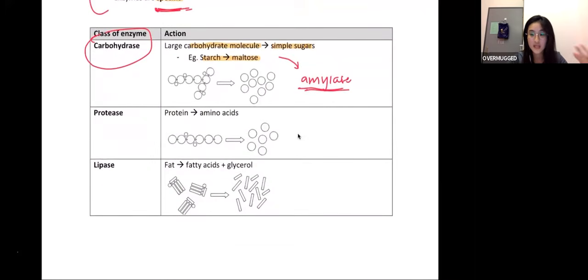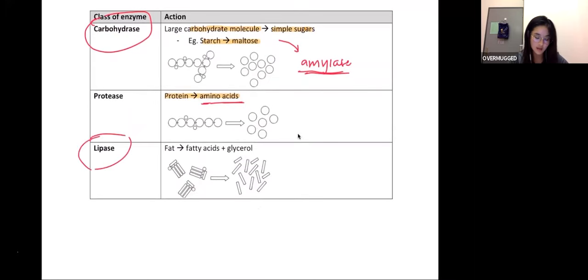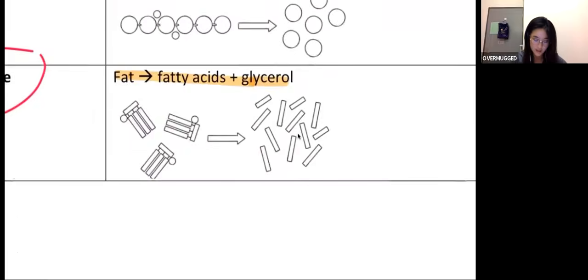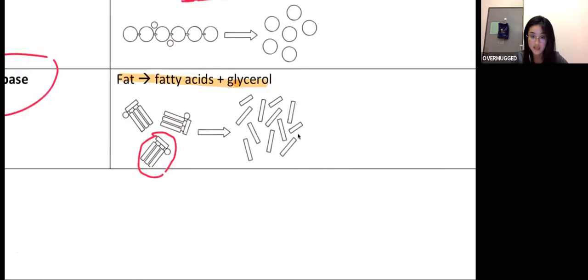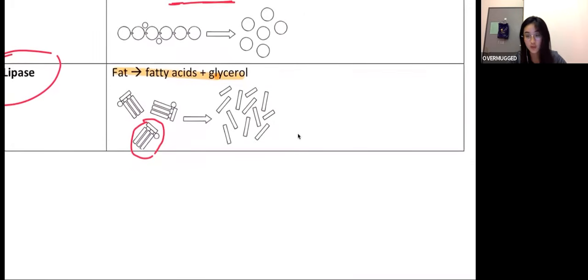Next, we have protease. It's in the name. What does it do? It breaks down proteins into amino acids. Amino acids are the end products of protein digestion. The last one is lipase. It breaks down fats into 2 things, fatty acids and glycerol. This is the only one that breaks down into 2 different things. Why? If you look at the structure of fats, it is made up of 2 different things, fatty acid as well as glycerol, so it's broken down into 2 separate things.